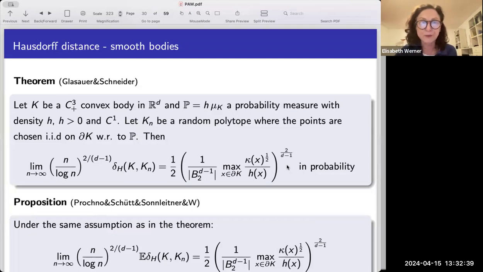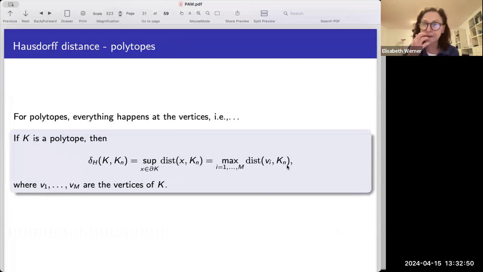Okay, so this is the smooth situation, and as I said, in the Hausdorff distance we also have to distinguish between the smooth regime and the polytope regime, and the situations are different in the two regimes. Let's now pass from the smooth regime to the polytopal regime.